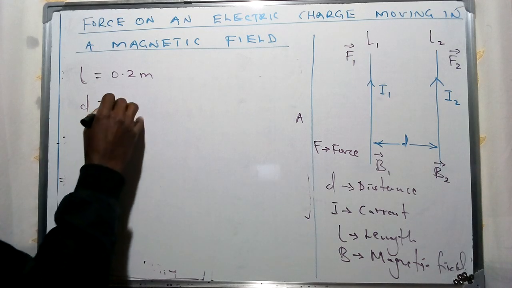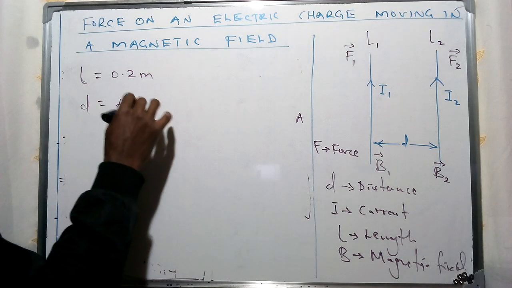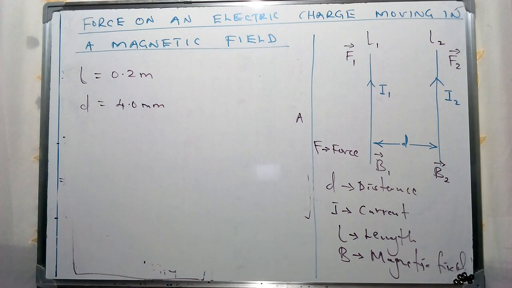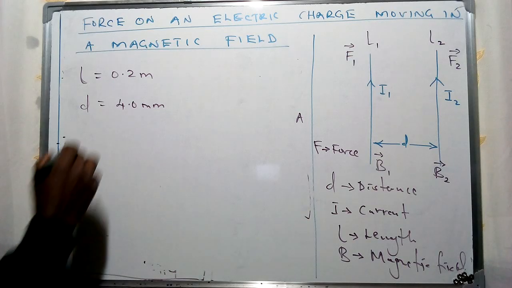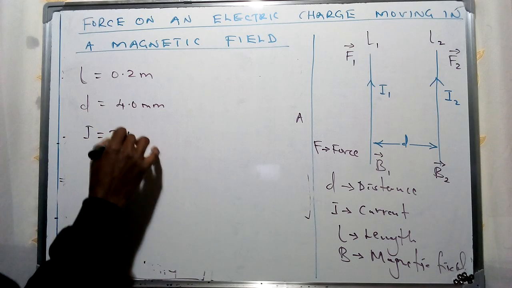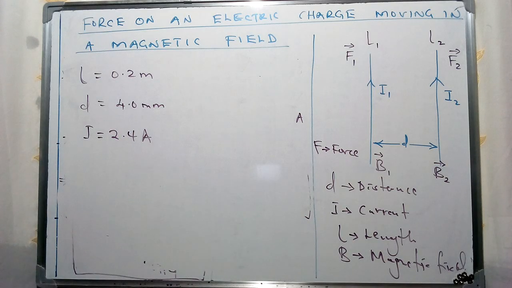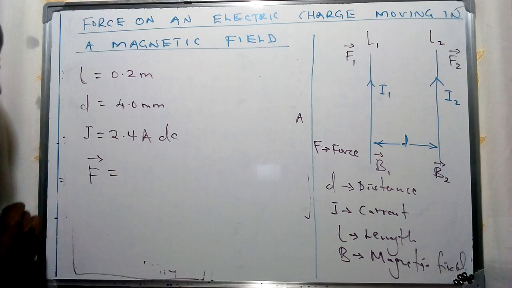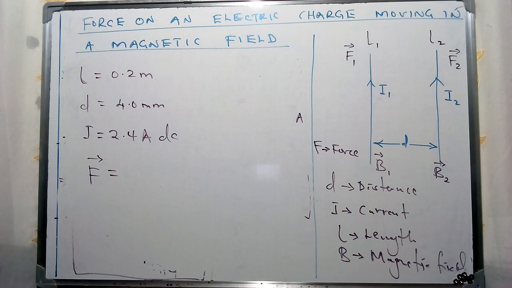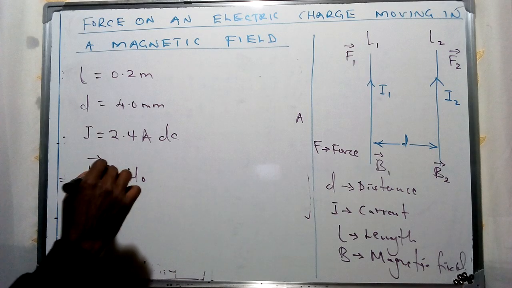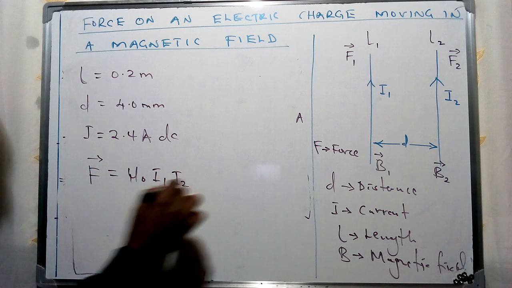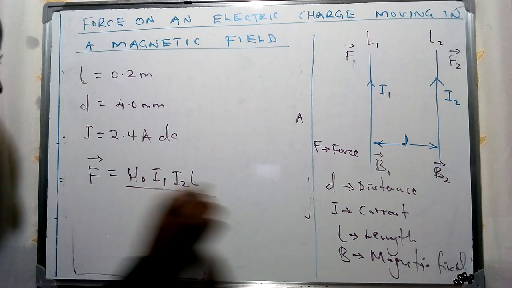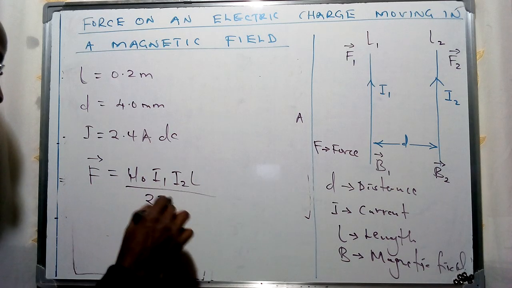The appliance cords are 4 millimeters apart, so the distance d is 4.0 millimeters. They carry a current I equivalent to 2.4 amperes DC. We are required to find the force one wire exerts on the other. This force is generally represented as F equivalent to mu naught, times the current on wire 1, the current on wire 2, and the length of the wire, divided by 2 pi d.